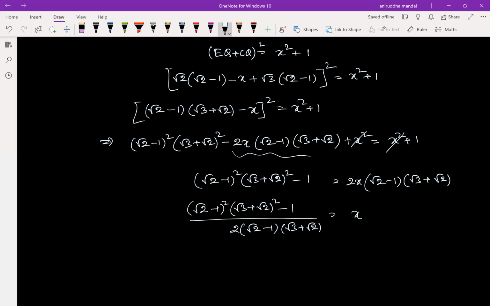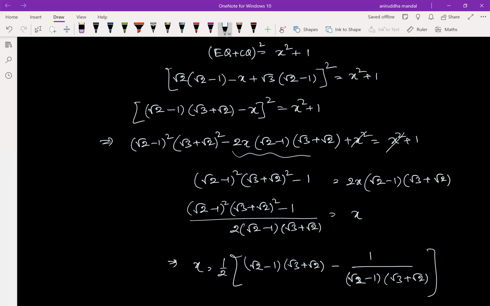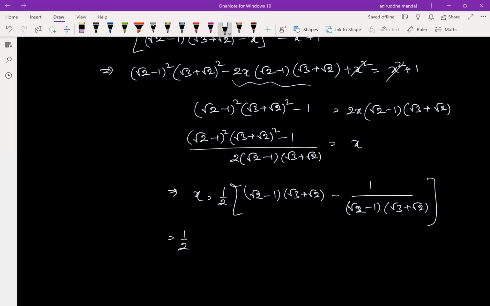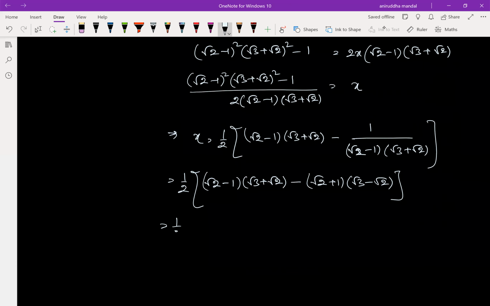Okay, now just calculating the value of x. We can take half out and divide this. So we can write this as root 2 minus 1, root 3 plus root 2, minus 1 by root 3 plus root 2, root 2 minus 1. Now rationalize the second part. So we can write root 2 minus 1, root 3 plus root 2, minus root 2 plus 1, as well as root 3 minus root 2. Okay, now just multiply.